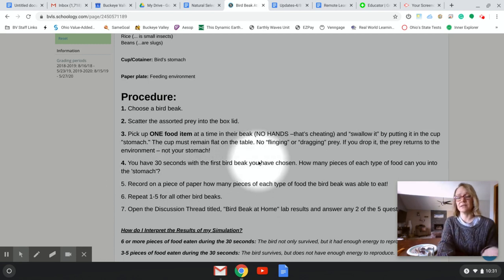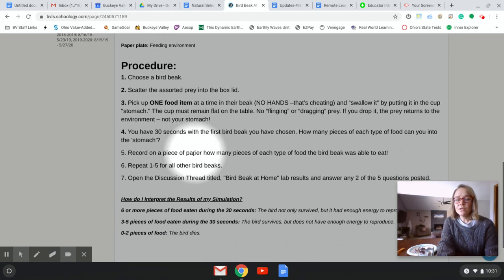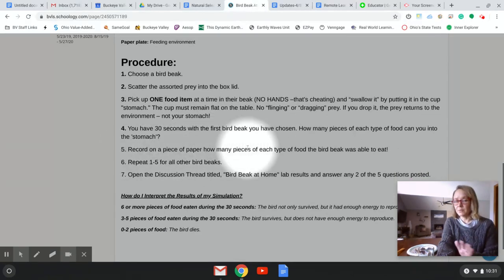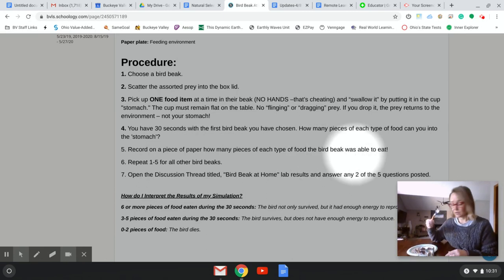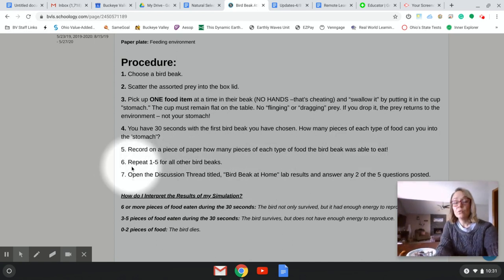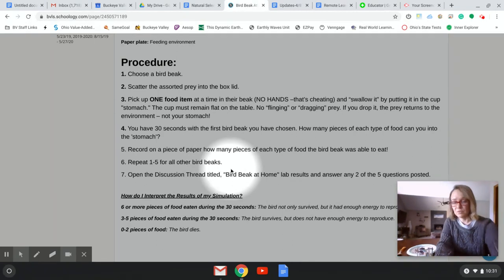So if you want to set a timer on your phone or look at the clock, whatever you can do. We do want you to record on a piece of paper how many pieces of each food type your bird beak was able to eat. So if you started with a spoon, how many of the stick bug was it able to get? How many of the rice, the fast beetle? And it's okay if you didn't get any of some, and it's okay if you got 5 of another. But do record that on a piece of paper. We want you to repeat that for all the other bird beaks. So 30 seconds with each bird beak, and just see which ones can you get, which ones can't you get.